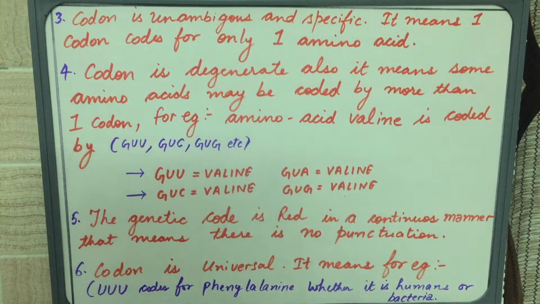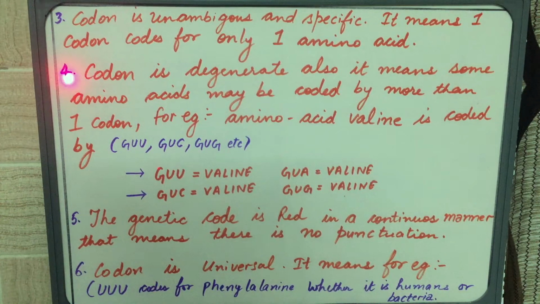The third property of codon is that it is unambiguous and specific. It means one codon will code only for one amino acid. So one codon, which is a sequence of three nitrogenous bases, can code for only one amino acid.